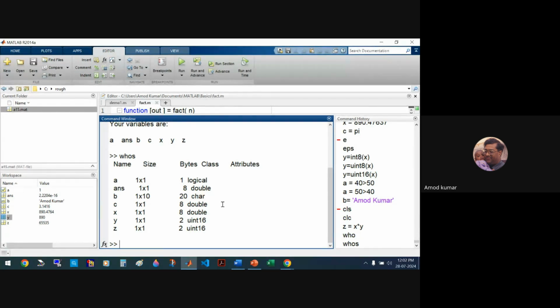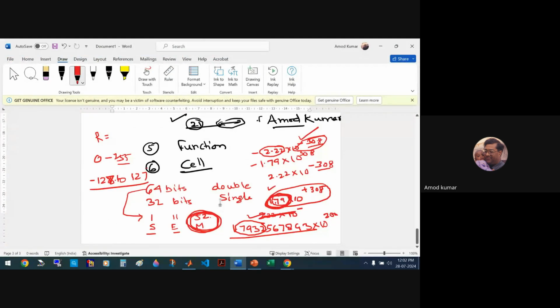Whereas you can see this B. B was Amod Kumar. Amod Kumar is not a single entity. It's a collection of characters. It's a row matrix of characters. Let me show you.